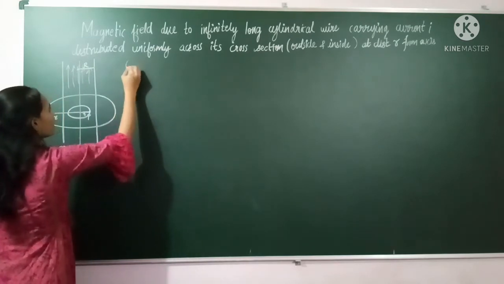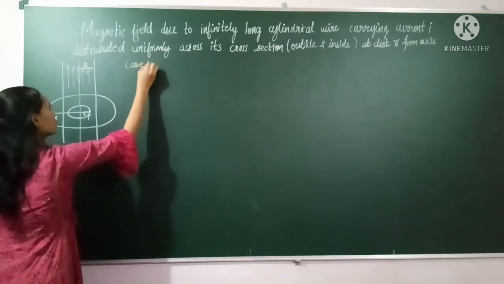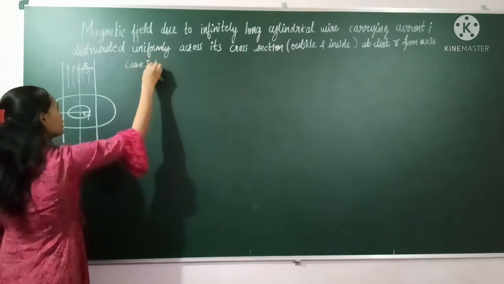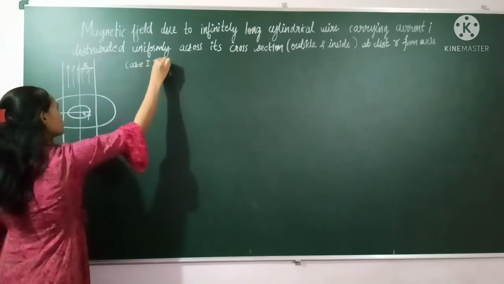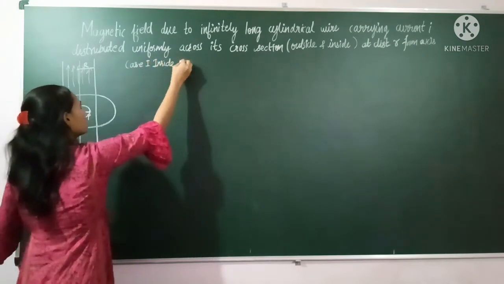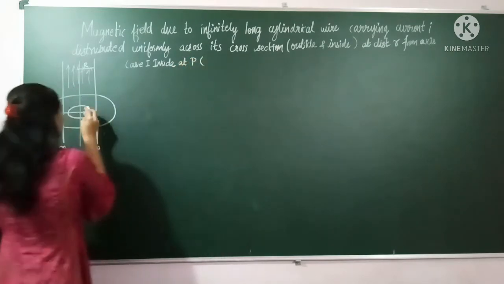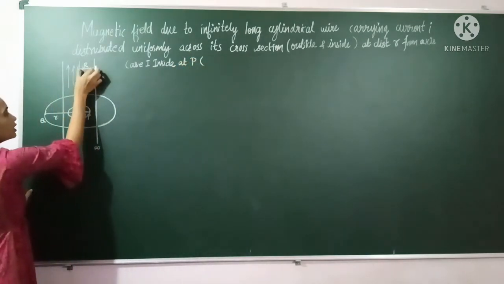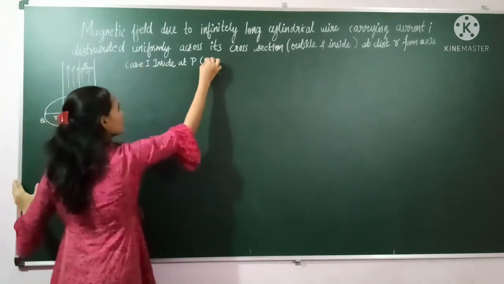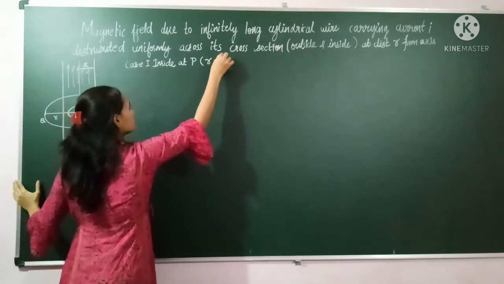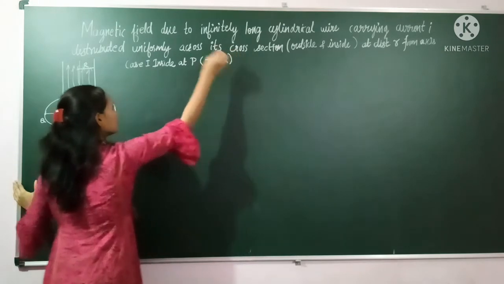So here we will take case 1. In case 1 we will take inside, at P, where this r value is smaller compared to the radius of the wire. So here I will write r is less than the radius of the cylindrical wire.